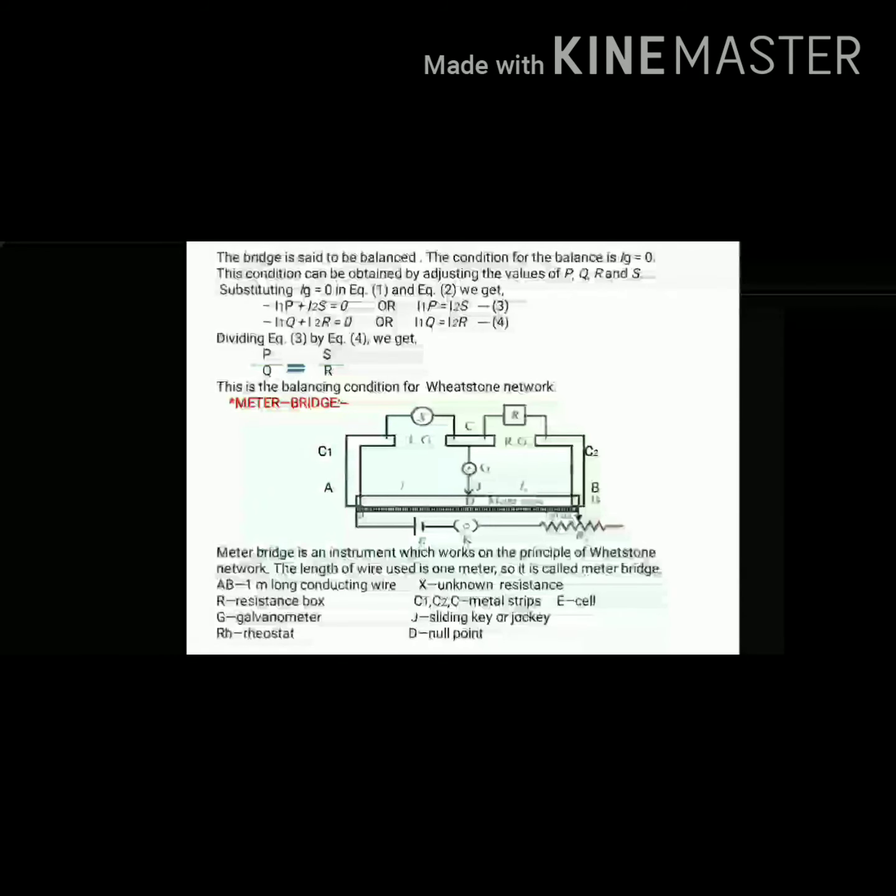AB is a 1 meter long conducting wire. Capital R is the resistance box which is connected to the second gap. Then X, unknown resistance which is connected in the first gap. Then C1, C2 and C, these are the metal strips. Then E is the cell or the power supply. Then capital G is the galvanometer. Then J, sliding key, also known as jockey. Then RH is the rheostat, and capital D is the null point.